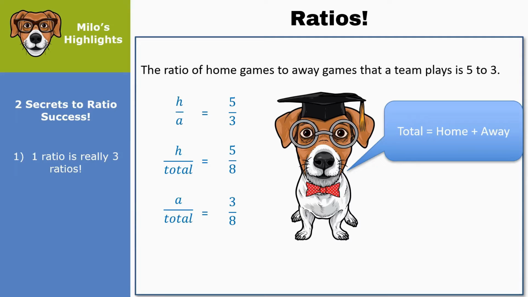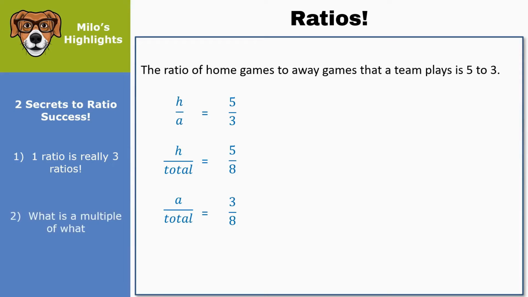What is a multiple of what? And it works like this. The number of games played at home must be a multiple of 5. The number of games the team played away must be a multiple of 3, and the total number of games must be a multiple of 8, and here's why.